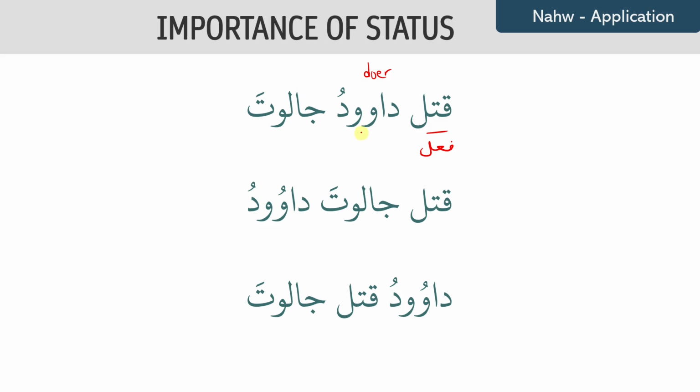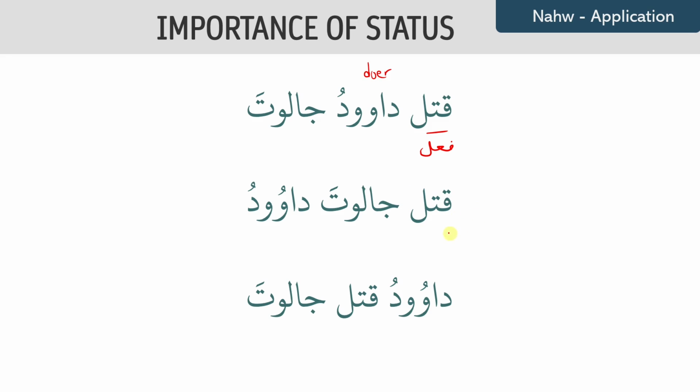So Dawud killed Jalut. Okay, and I have here the same sentence, Qatala Jaluta Dawudu, but here I've just swapped the order, but I didn't change the i'rab. This is still Dawudu and this is still Jaluta, which means that when I'm translating the sentence, you're still gonna translate it as Dawud killed Jalut. In English, if you were to mix up the words and say killed Jalut, Dawud, that either doesn't make sense, or you change the meaning of the sentence. You can't say Jalut killed Dawud, because that would be changing the meaning of the Quran.